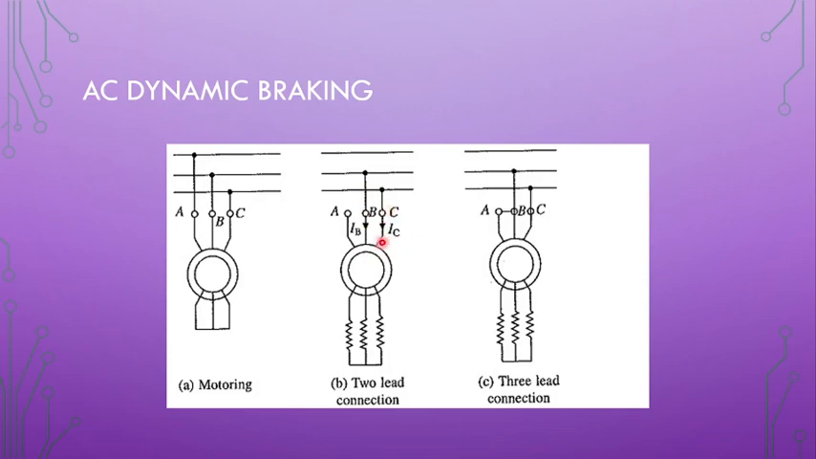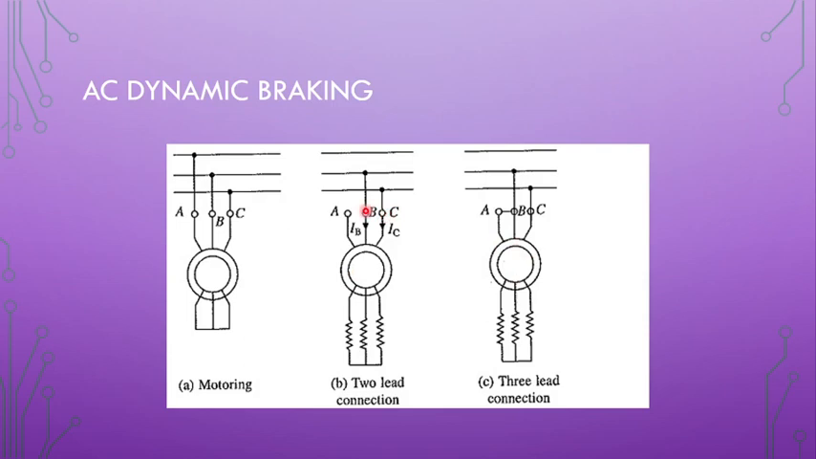More about the single phasing of induction motor we have seen in the previous videos. So the same concept will be employed here, and we know what happens to the torque and speed when the single phasing occurs, how the stability is disturbed. This particular topology in the AC dynamic braking is called a two-lead connection. The other type we have is a three-lead connection.